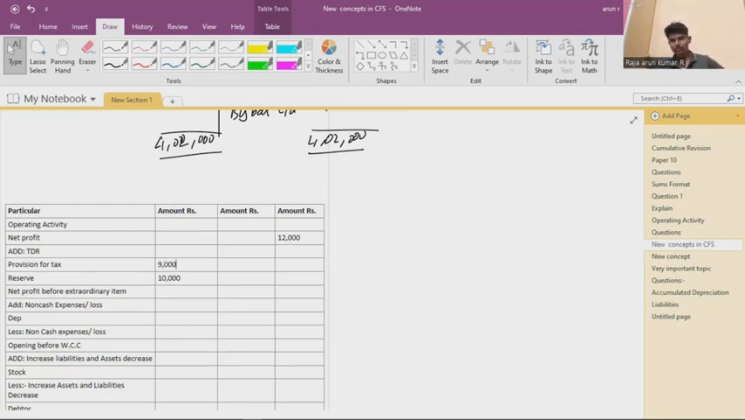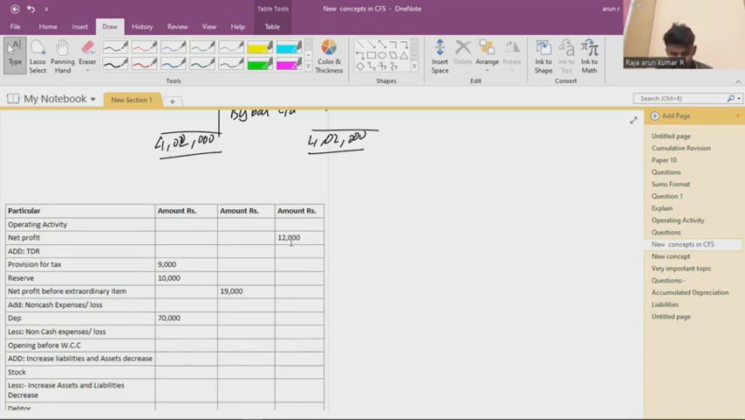The provision during the adjustment is given. Then net profit, this is the total of net profit from the extraordinary item, 19,000. Then add the non-cash items and losses. That is the depreciation. We find out that it is 70,000.